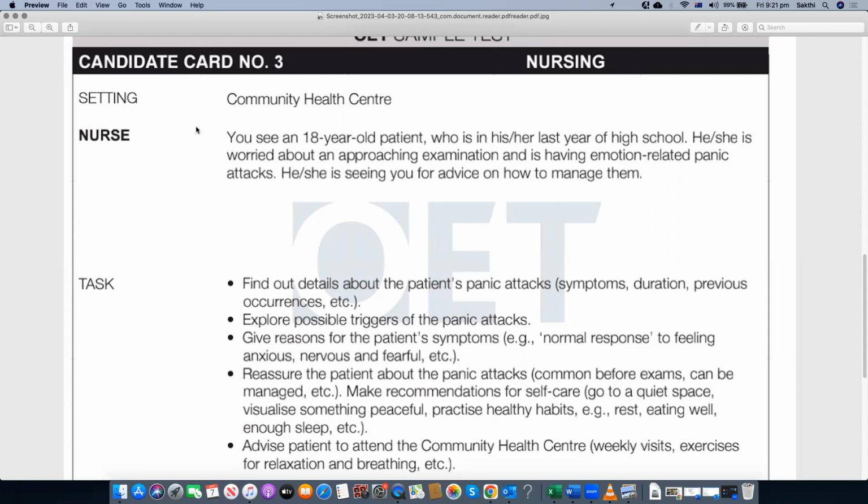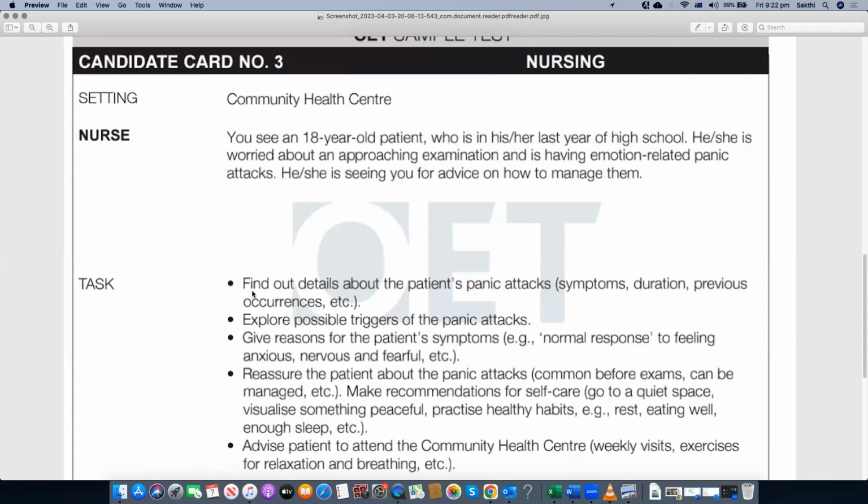So this is the role play card for this nursing student. The setting is going to be the community health center, and you are going to act as a nurse, and you're going to see an 18-year-old patient who is in his or her last year of high school. He or she is worried about an approaching examination and is having emotion related panic attacks. He or she is seeing you for advice on how to manage them, and you have got 5 bullet points for this role play conversation.